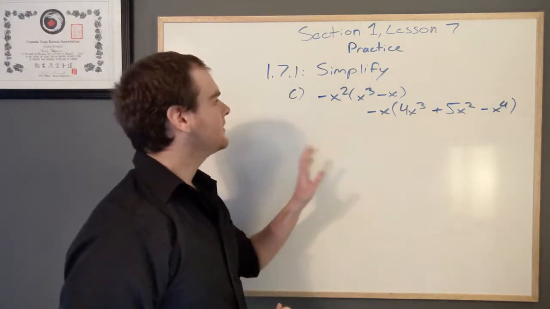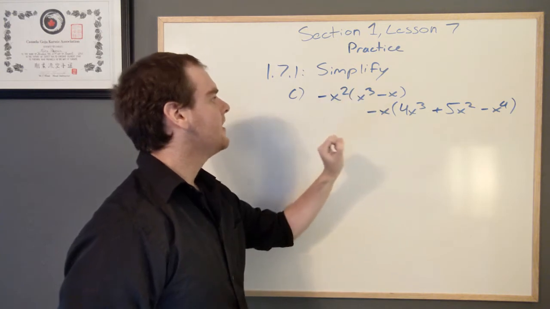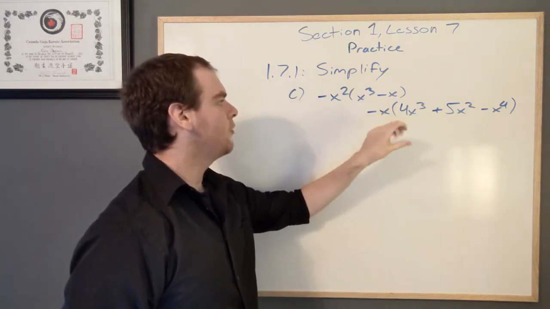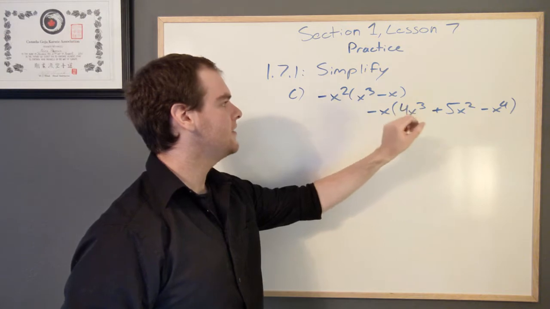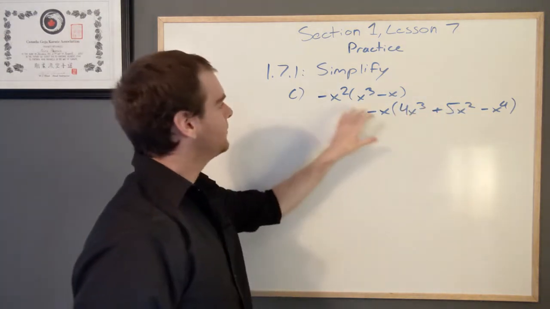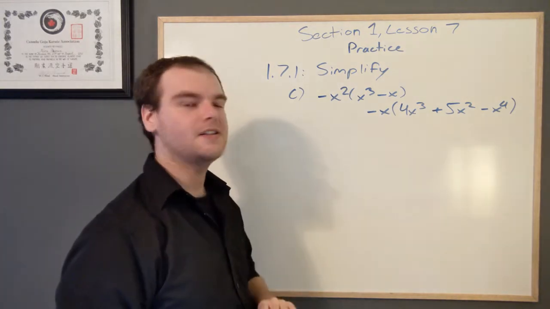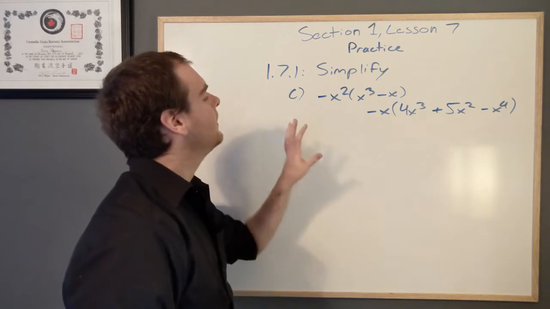On to the second example here. Minus x squared open bracket times x cubed minus x end bracket, minus x open bracket times 4x cubed plus 5x squared minus x to the 4 end bracket. So here we have some multiplying and some subtracting or adding, as you might think of it later.